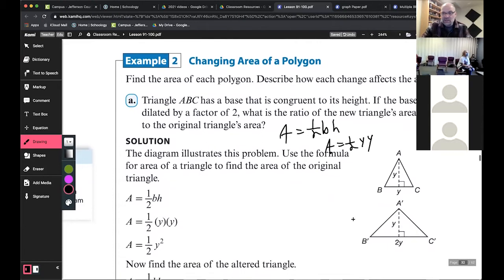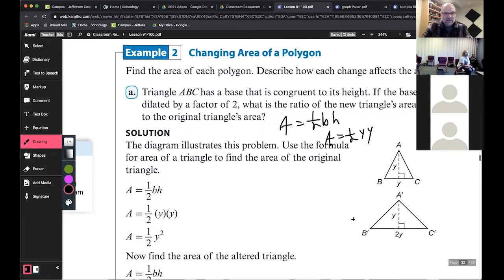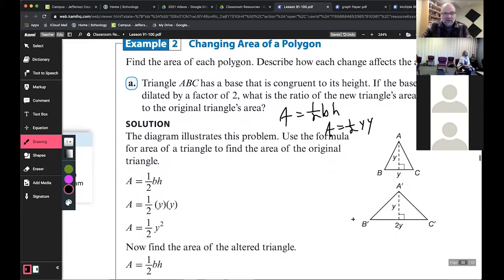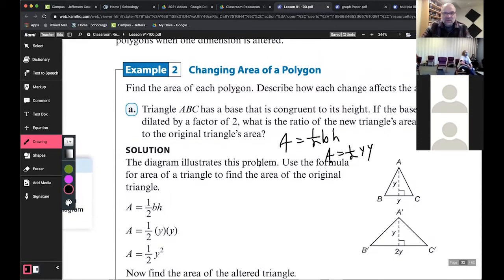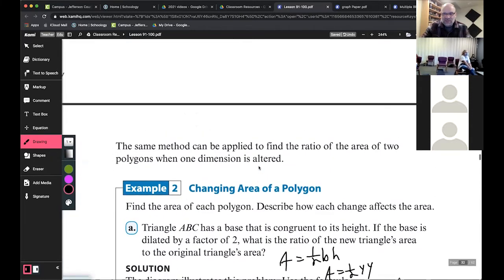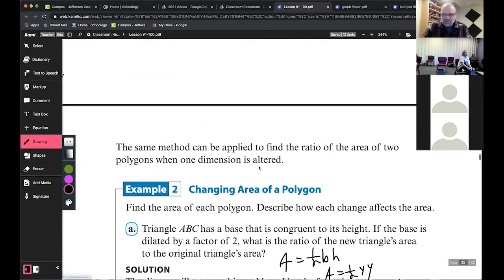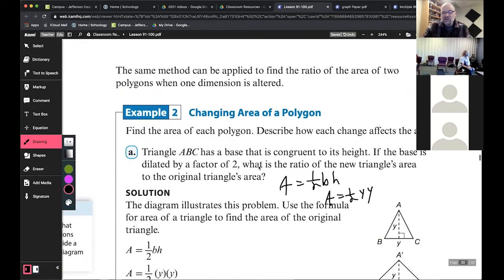Okay, so here's the transformation. So the area of the altered triangle. What is the ratio of the new triangle's area to the original? So if the base is dilated by a factor of 2, now the new triangle is going to be A equals 1/2 times 2y times y, right?